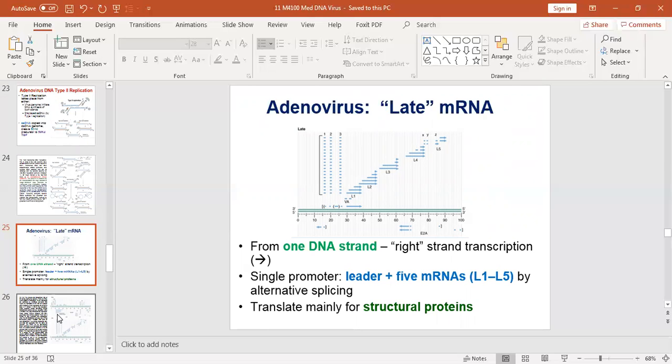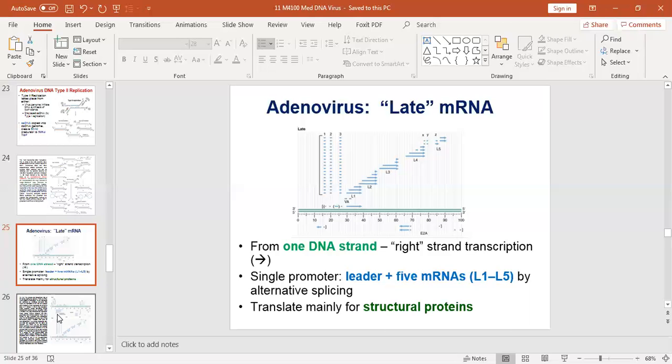It has a single promoter, that the promoter has a leader sequence and codes for 5 messenger RNAs, L1 through L5, leader 1 through 5, by alternative splicing. The gene products, or the proteins that are being translated from these messenger RNAs, are mainly structural proteins.